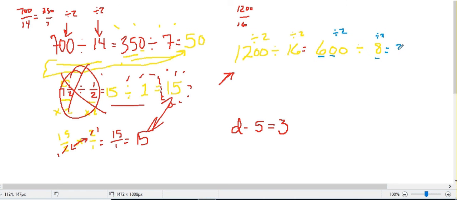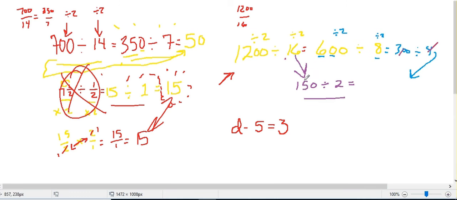600 divided by 2 is 300. I'm still going, because I don't like this either. Let's try dividing both by 2 again. 150 divided by 2. How about that? Can we do this problem now mentally with this equivalent division problem?